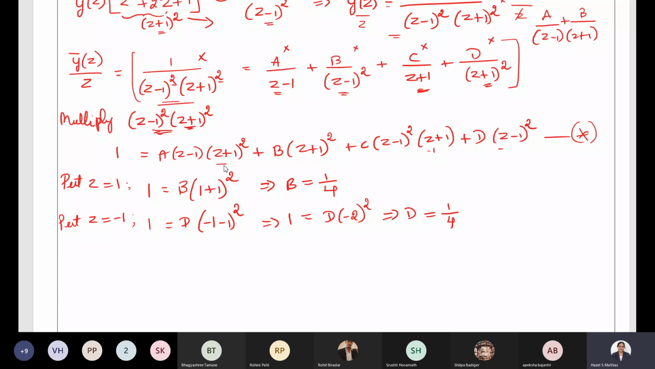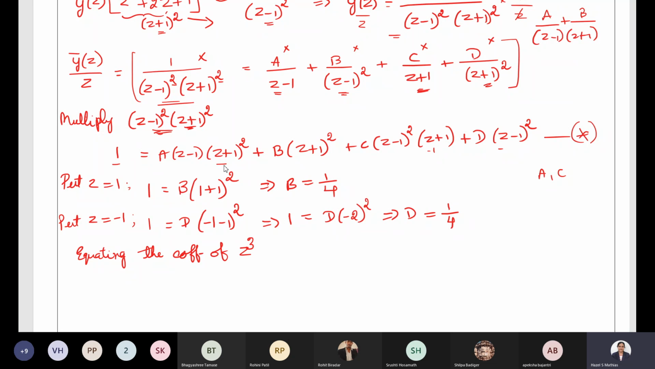In order to find the remaining constants, we have found B and D only. We need to find A and C. These two constants we are yet to find. So as the highest power is cube 3 over here, we shall equate the coefficient of z cube. Equating the coefficient of z cube. Check what you get.